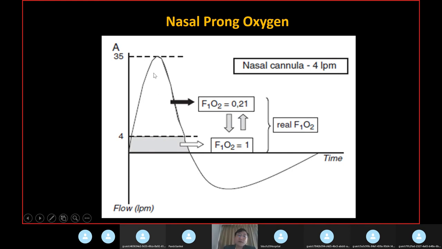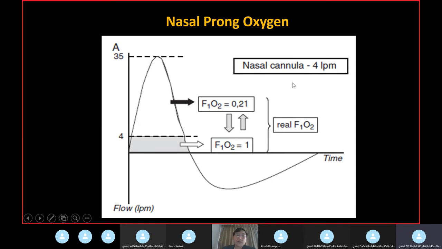So with that concept in mind, for example, let's say a 35 kilo child. When you give oxygen of, let's say, about 4 liters per minute by nasal cannula, if you look at the graph, if you give a constant flow of 4 liters per minute, the pure oxygen supplied is in this area, whereas the rest of the area will be supplied by room air. That mixing creates an oxygen concentration of roughly 30%, what we call the fraction of inspired oxygen, for a bigger child receiving 4 liters per minute of oxygen.